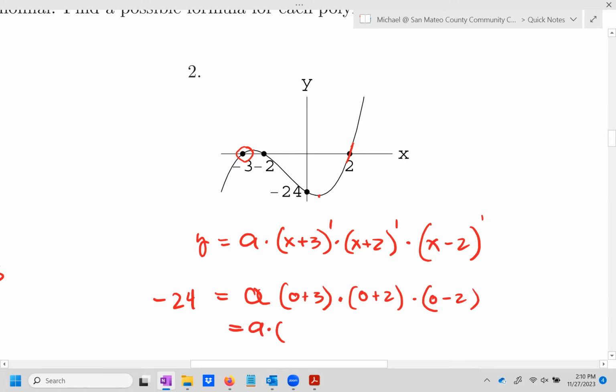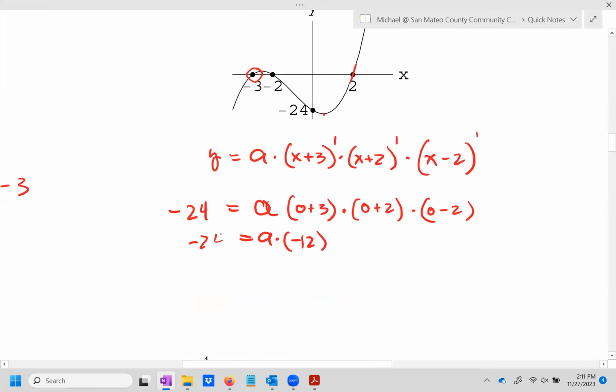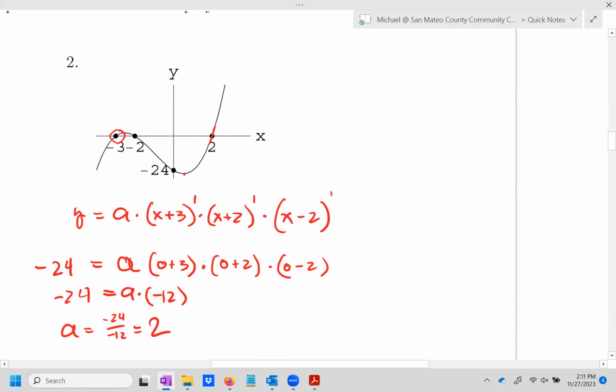3 times 2 times -2. 2 times 2 is 4 times 3 is -12. So -24 is equal to a times -12. Therefore, a is going to equal -24 divided by -12, which equals 2. So a equals 2. So y is equal to 2 times (x plus 3) times (x plus 2) times (x minus 2). We can do this all day.